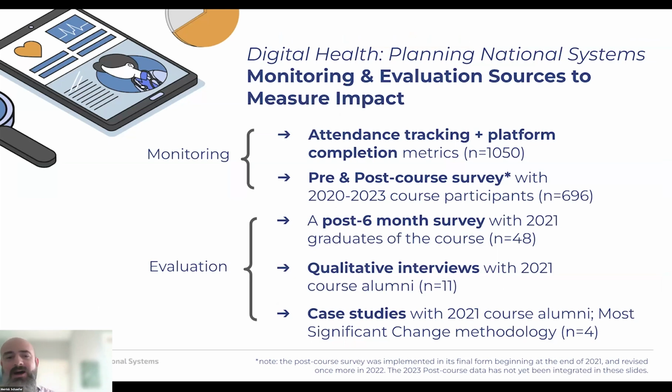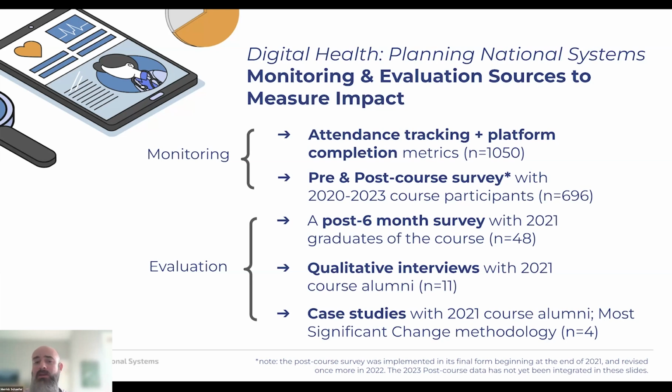So we did a bunch of monitoring and evaluation a few years ago. We maintained a set of monitoring activities, and we'll probably do some more evaluations again in the future. But from a monitoring perspective, we've done attendance tracking and platform completion metrics. So basically, tracking the participation and amount of engagement. We can see how long people are in the meetings, whether or not they access recordings, the quiz results, all of that kind of work for pretty much everyone who's taken the course.